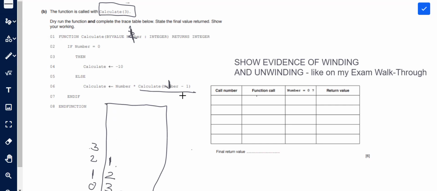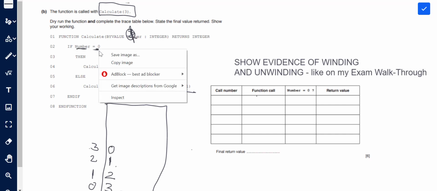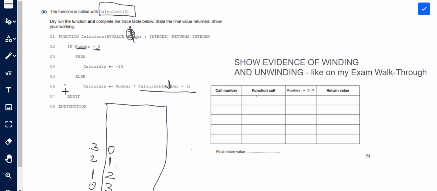So the third time we call it, it's 1 take away 1, which gives us 0. So we're putting in 0 here. It then checks it against here. And now we get negative 10. So we've now reached our base case. So what happens now? Well, we're now going to start to unwind.